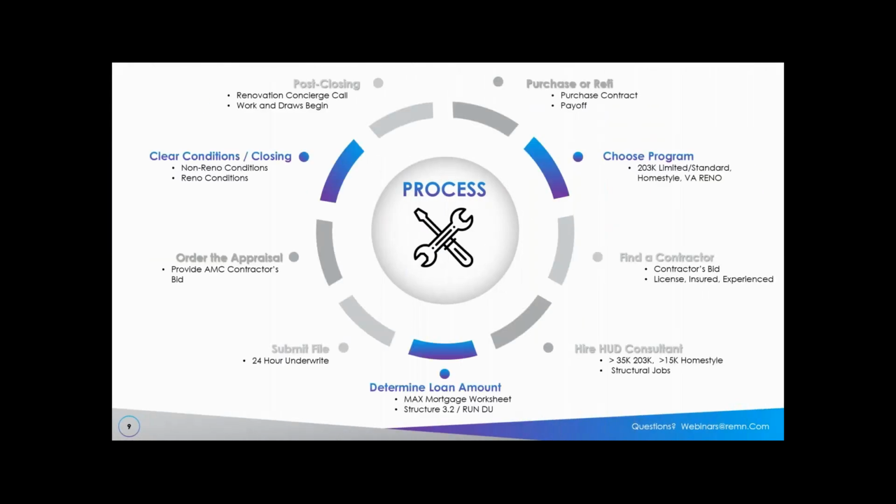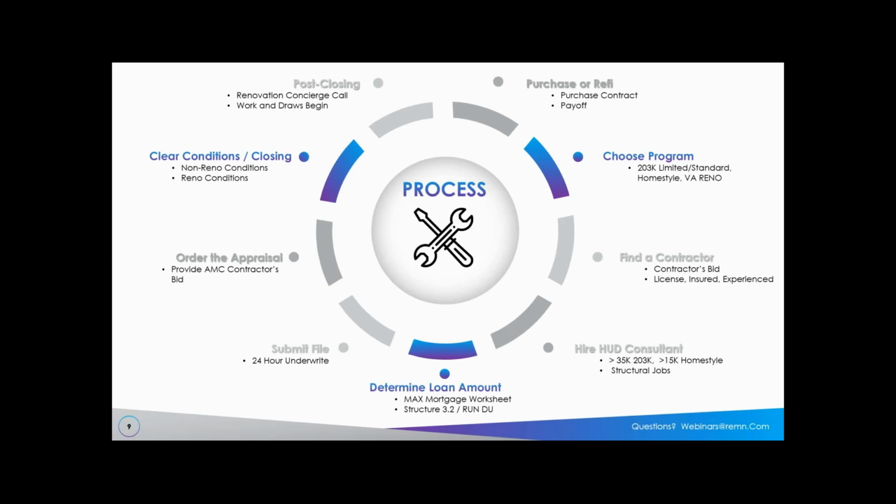All right, so let's talk about the process. I know we wasted a little bit of time before, so I'm going to run through this a little quicker. You either have a purchase or refi. We're going to choose the program: 203K limited, standard, the Fannie Mae HomeStyle. We also have the VA Reno.